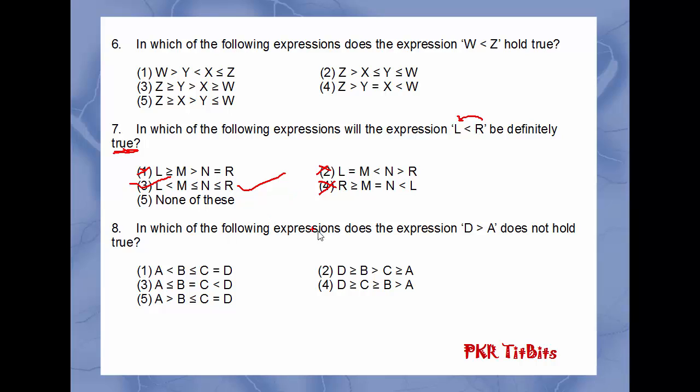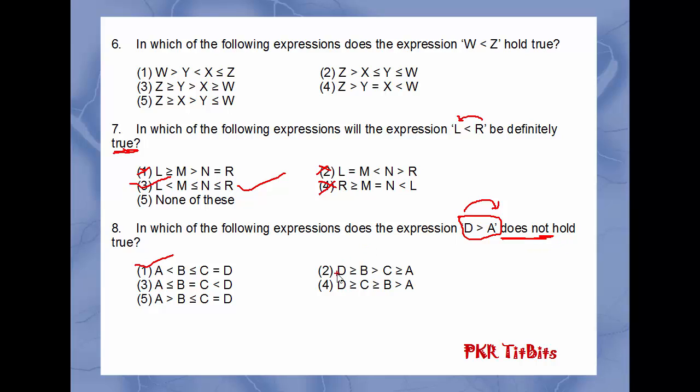Which of the following expressions does the expression D to A not hold true for? This is a situation where we have to be very careful, because we have to look for the statement which doesn't hold true for this expression. So we have to start from D and reach A. D to C, C to B, B to A. This is true, but we have to look for the false condition, the one that doesn't hold true.